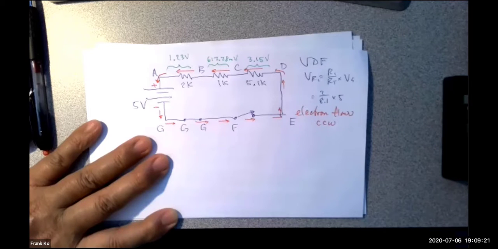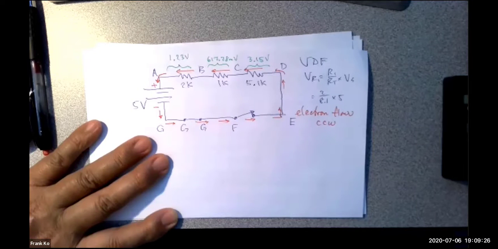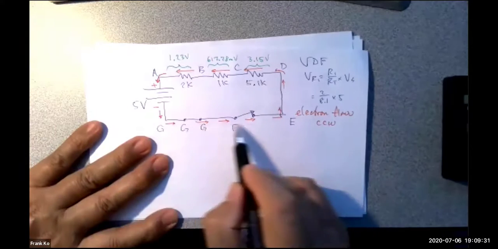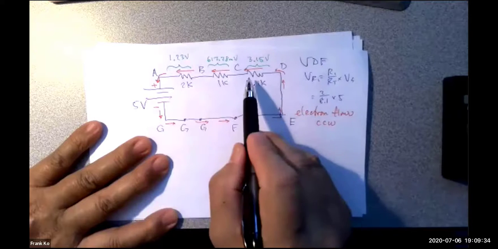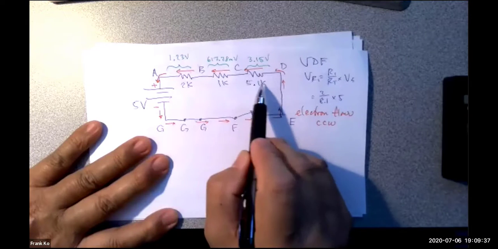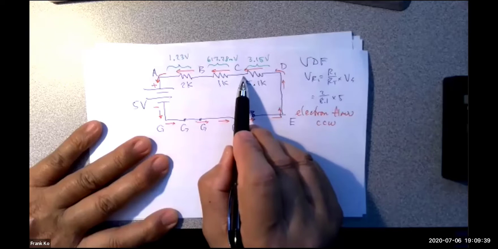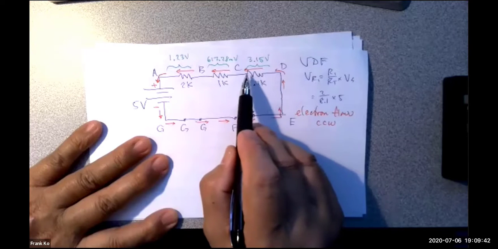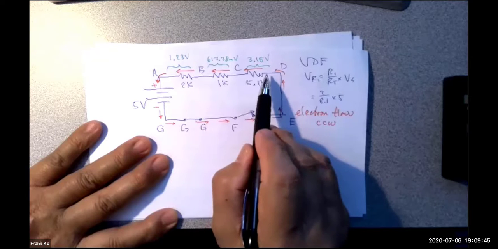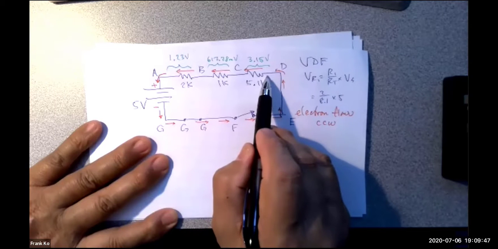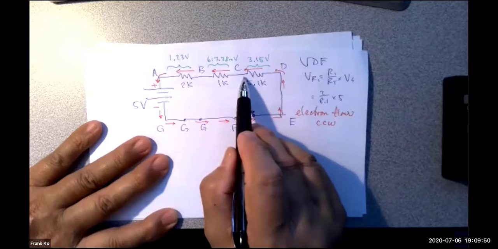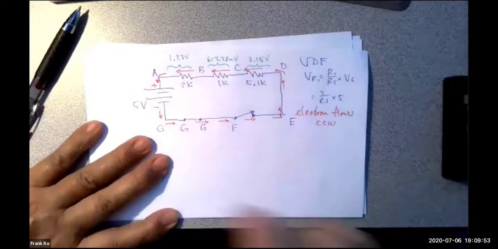So if I have the electrons flowing in this direction, and I'm looking at the third resistor, 5.1K, I have this lead of the resistor, and I have this lead. I have the right lead, and I have the left lead. What polarity should the right lead be? What polarity should the left lead be, based on what I have drawn so far? The right one should be negative, and the left one should be positive.